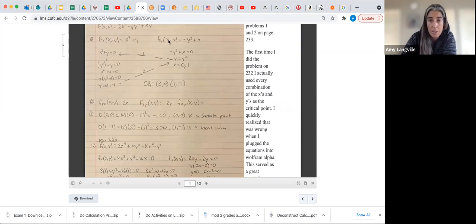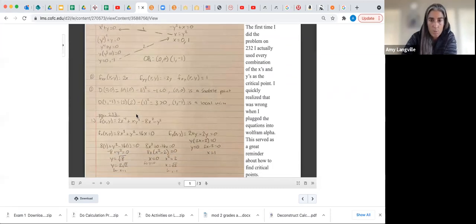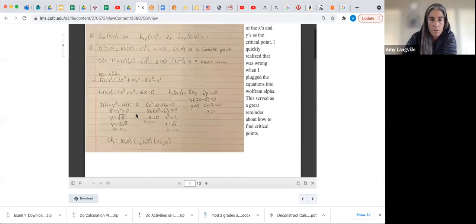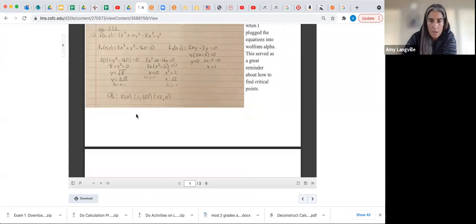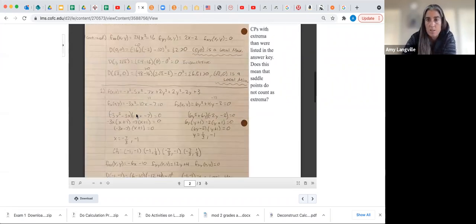No, then it's not a CP. It has to happen. F sub y at (1, 1) would also give me 0, right? So it was really nice to see her approach there, her thought process, and then the usual work. Okay, and then I think there's a really nice other, oh yes, this one.